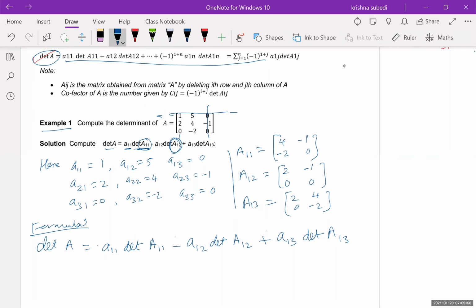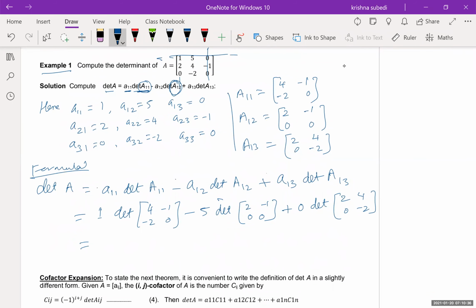So we'll talk about how we can find the sign later. That's the formula, and this formula comes from the definition. Now let us substitute the values. A11 is 1, times the determinant of A sub 11, which is the determinant of 4, -1, -2, 0, minus A12, which is 5, times the determinant of A12, which is 2, -1, 0, 0, plus A13, lowercase A13 is 0, times the determinant of A13, which is 2, 4, 0, -2.